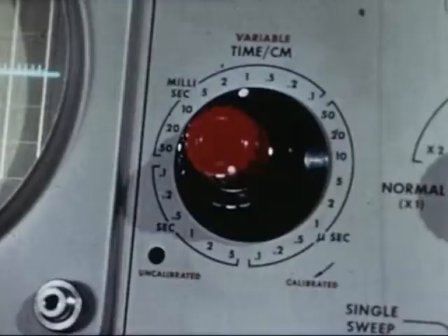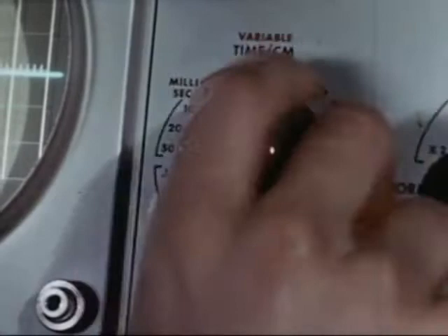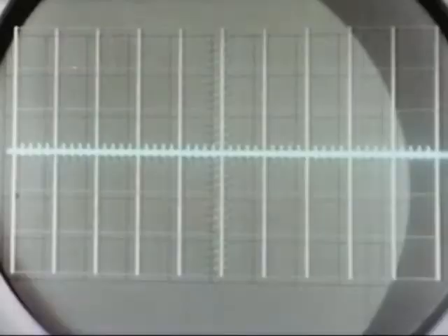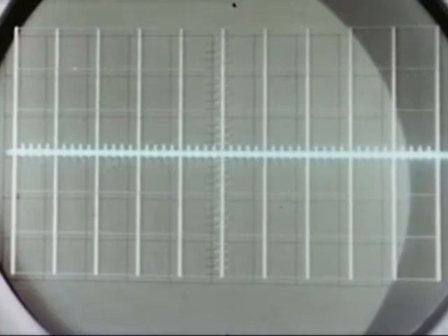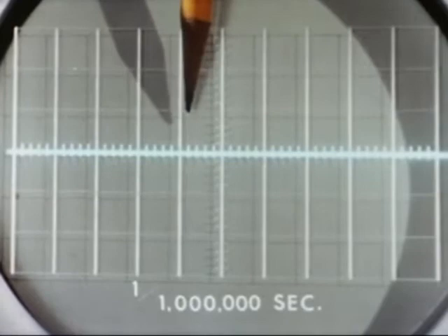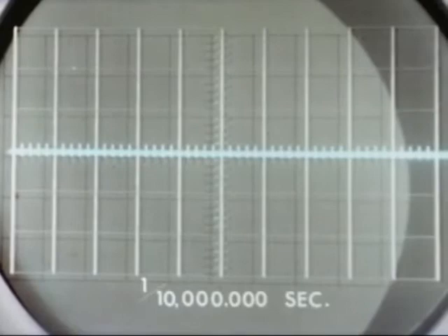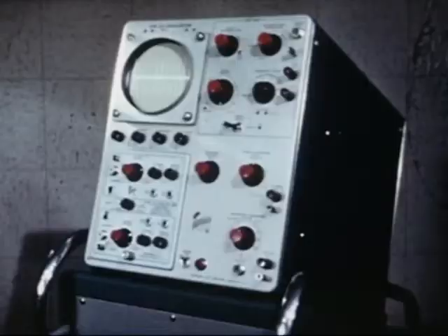By adjusting the proper control, we can make each division of the baseline equal to any amount of time we desire. Now the spot moves at the rate of 1/1,000,000th of a second per division. Now, 1/10,000,000th of a second. Some special scopes will measure the intervals of a fraction of a billionth of a second.